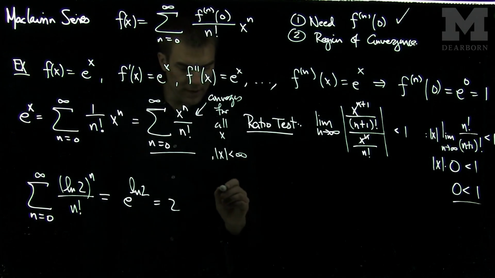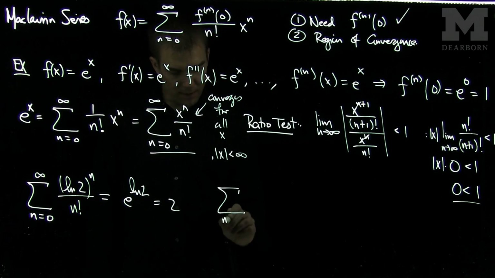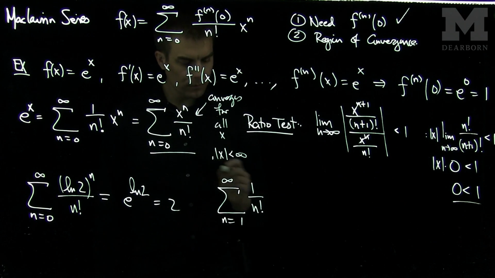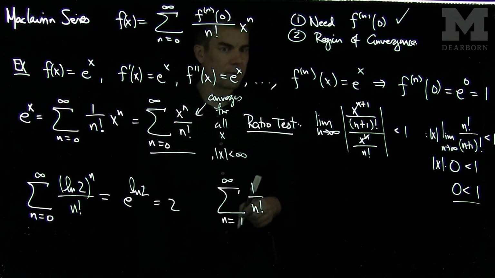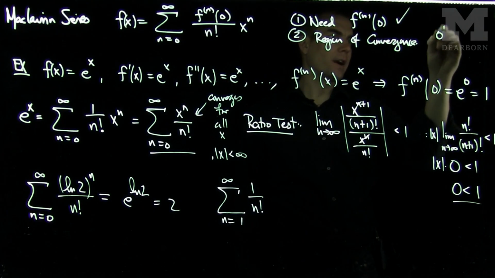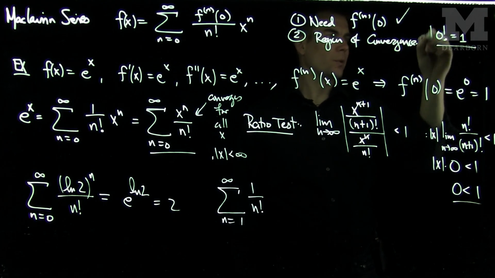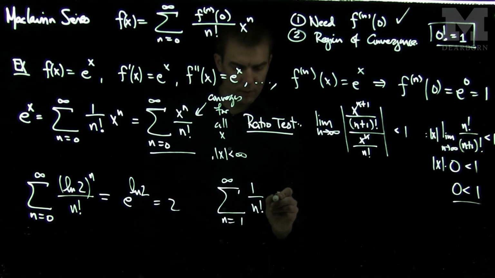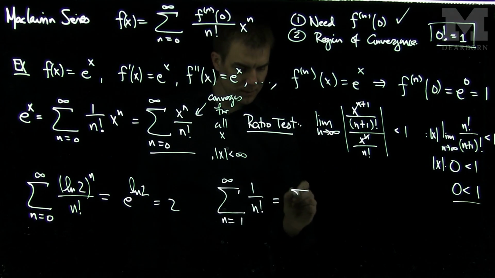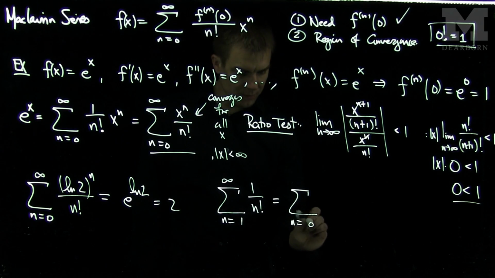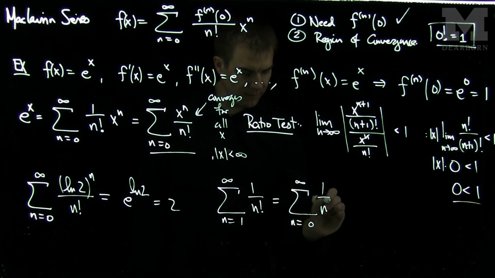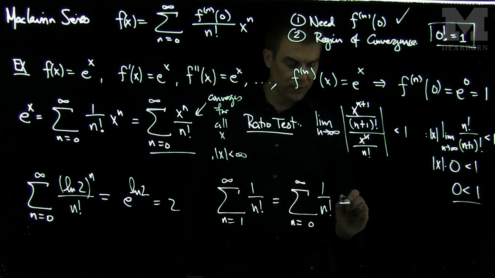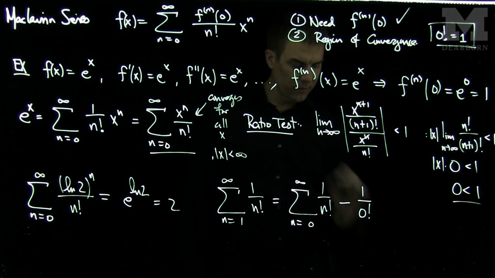Another example would be if I said, what's the sum from 1 to infinity of 1 over n factorial? Well, we have to use the convention here that 0 factorial is equal to 1. And so I'm missing a 0 factorial over here. So what I'll do is I'll write this as the sum, n goes from 0 to infinity, of 1 over n factorial. And then I've added in one term to this series. I've added in the 1 over 0 factorial, so I have to subtract off 1 over 0 factorial.